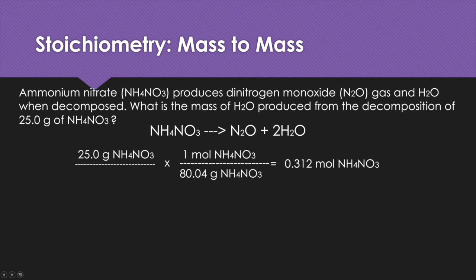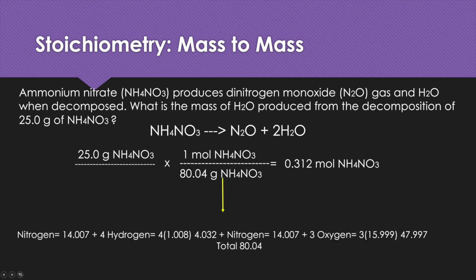As I have said, you start off with whatever is given to you in your question. So in your question, you have 25.0 grams of NH4NO3. And so that's what you start off with. And then as you go diagonal on the bottom, you put your grams of NH4NO3, and on your calculator you would add N plus 4 of hydrogens, and then you add nitrogen again and 3 oxygens. So whenever you add all of those together, you should get 80.04 grams.